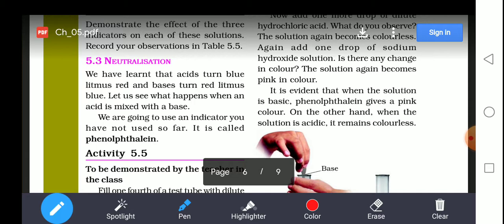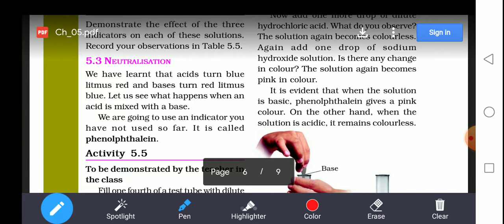We have done a demonstration, or activity, where we took a hydrochloric acid solution and a sodium hydroxide solution. In a test tube, we first filled one quarter with hydrochloric acid, HCl. Then drop by drop, we added some phenolphthalein. Phenolphthalein is an indicator, and when we added it, the solution stayed colorless.